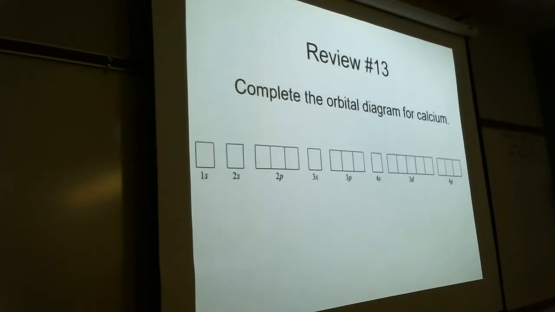Okay, let's skip that one because we just did it. This is the last one. Here's the orbital diagram. I've given you all the boxes. I've probably given you more than you need. Maybe I have, maybe I haven't. You complete this orbital diagram for calcium. So this is how it would be on the test. I would give you the boxes. You would populate them.